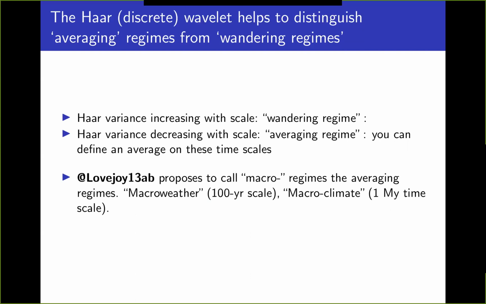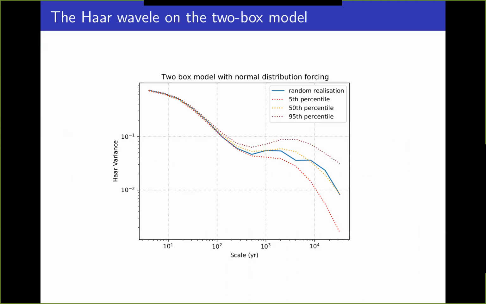It would be the macro weather. And indeed, that's somehow the case. So I take my two-box model in this case. I take the Haar wavelet variance, and at least for the centennial time scale, it would be in a regime where the Haar wavelet variance decreases with scale. It increases again very modestly here because I don't have a lot of millennial variability in my model, and decreases again.